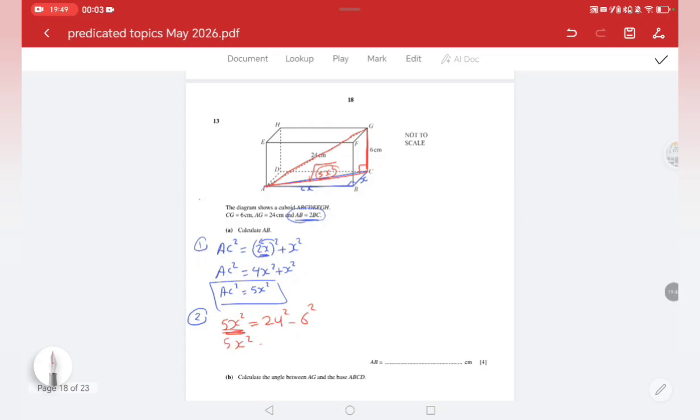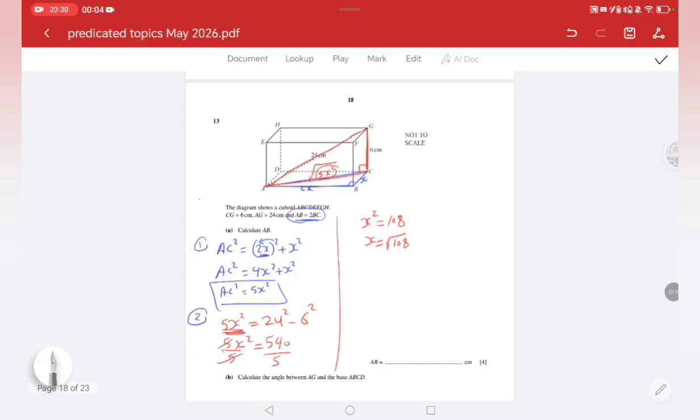So 5x squared equals 24 squared minus 36. So this one is 540. You divide both by 5. So x squared now equals 108. So x itself is the square root of 108.